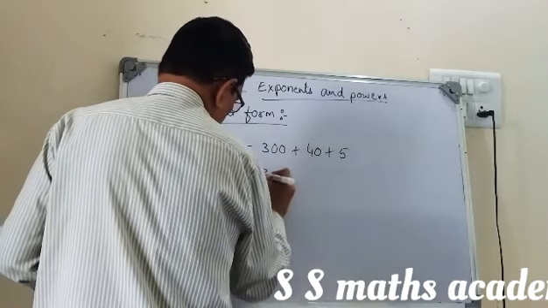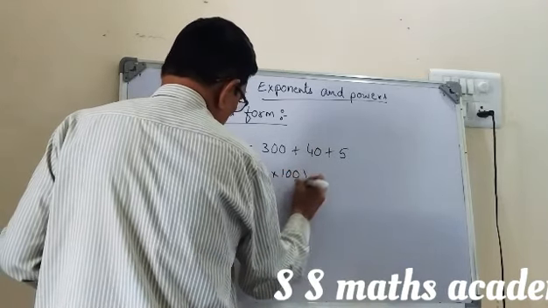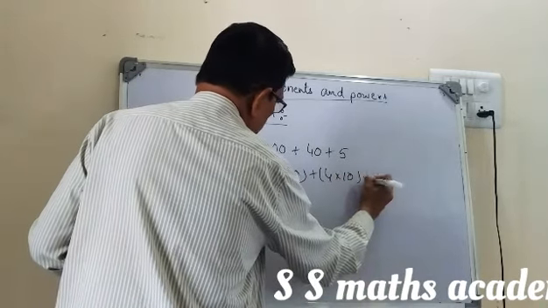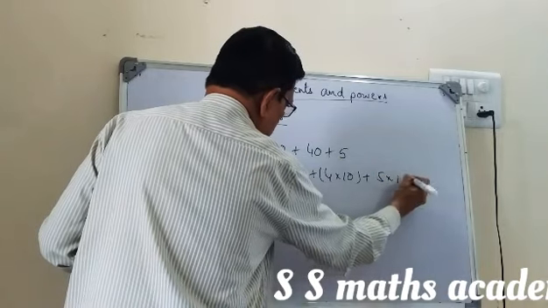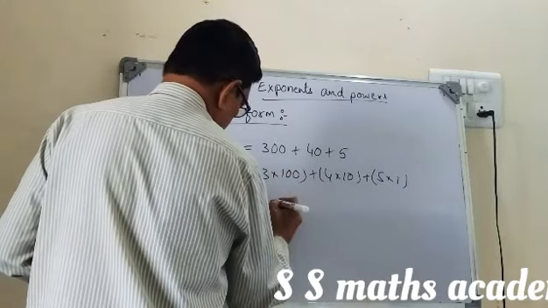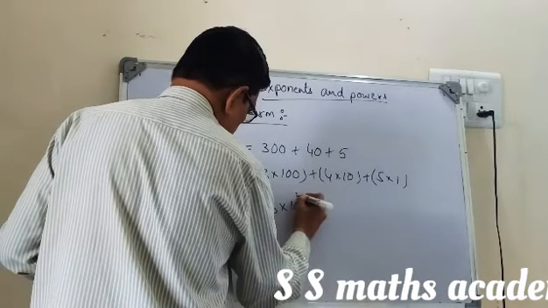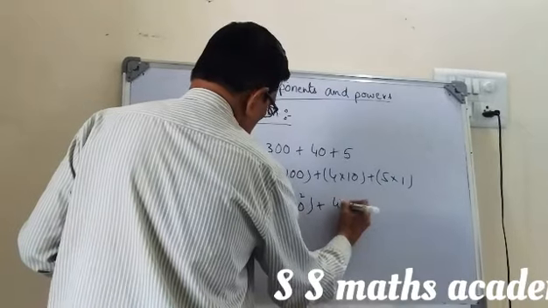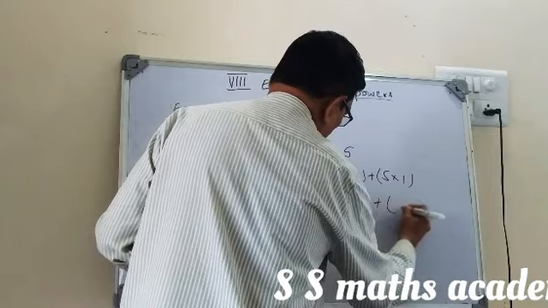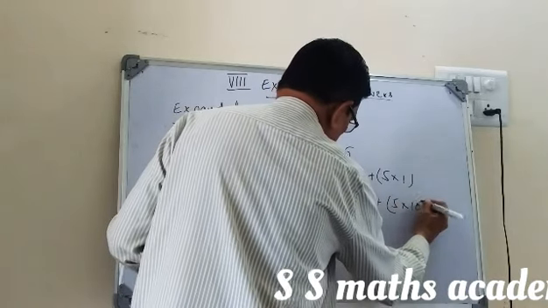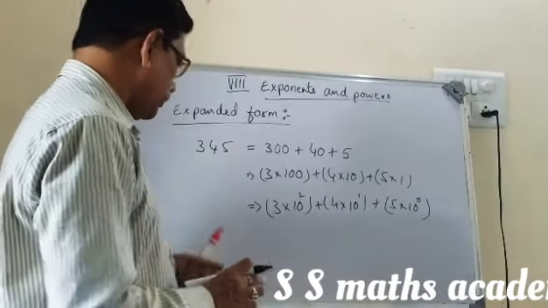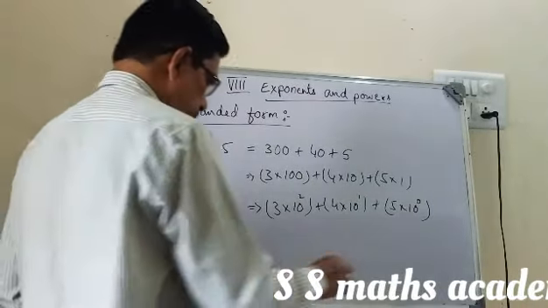This 300 we can write like this, 3 into 100, plus 4 into 10, plus 5 into 1. And again, this 3 into 100 we can write as 10 square, 4 into 10 to the power of 1, plus 5 into 10 to the power of 0. 1 can be written as 10 to the power of 0. So like this we can expand when any number is given.